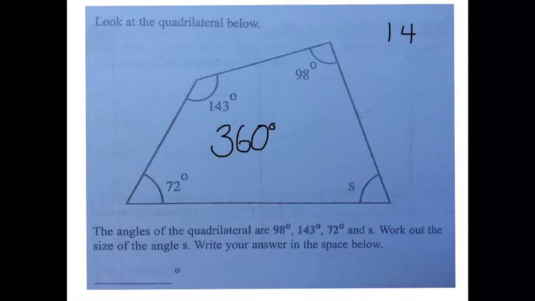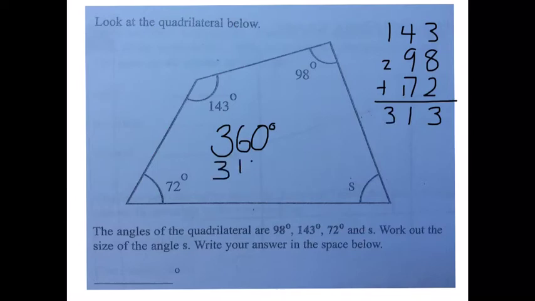So we've got to add the 3 that we know and take it away from 360. So 143 plus 98 plus 72. 2, 8 and 3 is 13, 1 over. 9, 1 is 10, plus the 7 is 17, plus 4, 21, 2 over. 2 and 1 are 3. So we've got 313 and we have to take that away from 360.